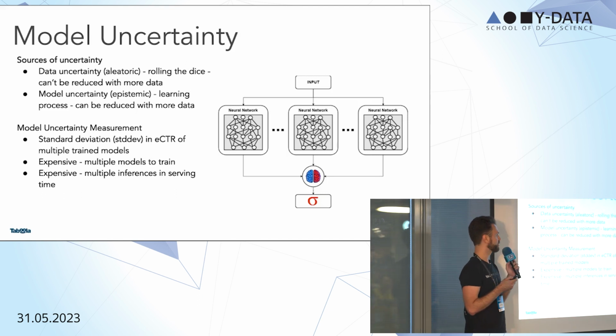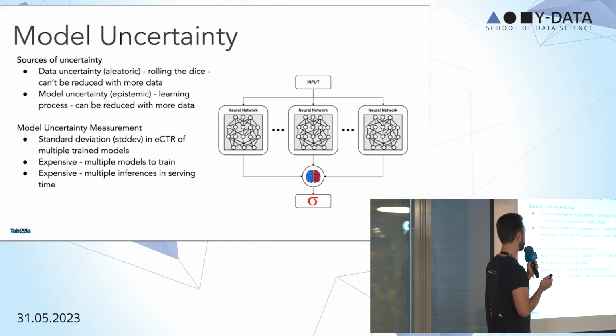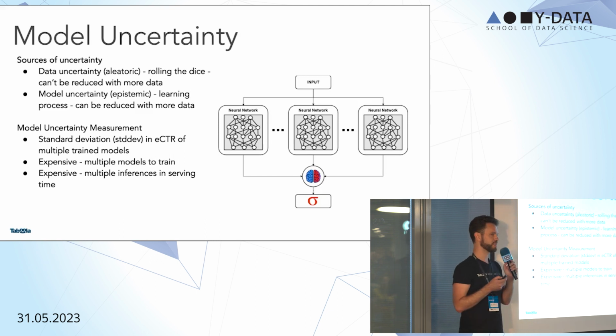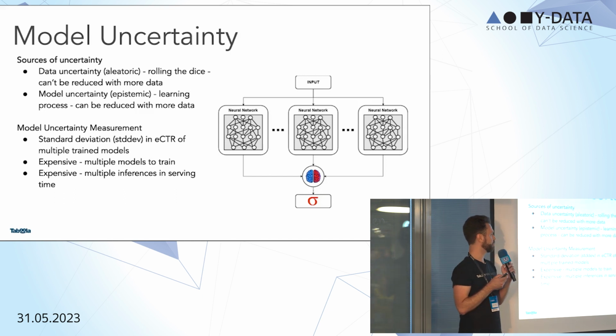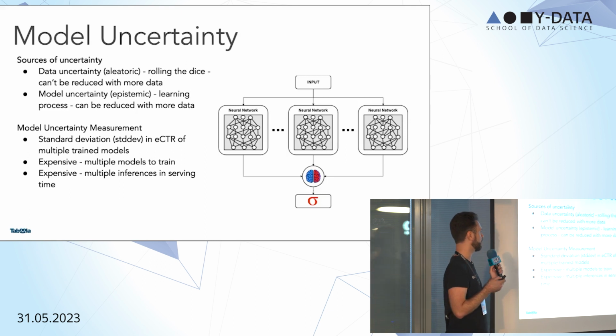The second type of uncertainty is epistemic. It's part of our learning process. Say we have some kind of machine learning algorithm. It got a little bit of data, and it's still not sure about how to model the process. But if it gets more data, then it will be more and more sure of its prediction.